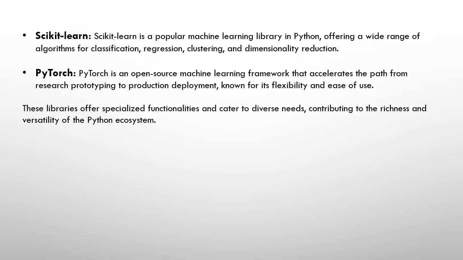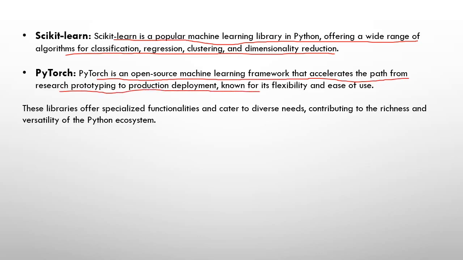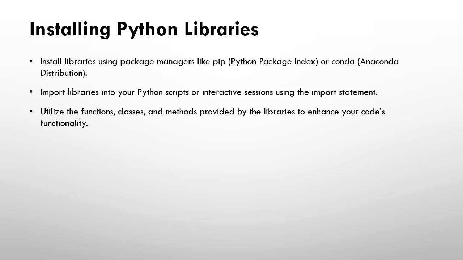Scikit-learn. Scikit-learn is a popular machine learning library in Python, offering a wide range of algorithms for classification, regression, clustering, and dimensionality reduction. PyTorch. PyTorch is an open-source machine learning framework that accelerates the path from research prototyping to production deployment, known for its flexibility and ease of use. These libraries offer us specialized functionalities and cater to diverse needs, contributing to the richness and versatility of the Python ecosystem.